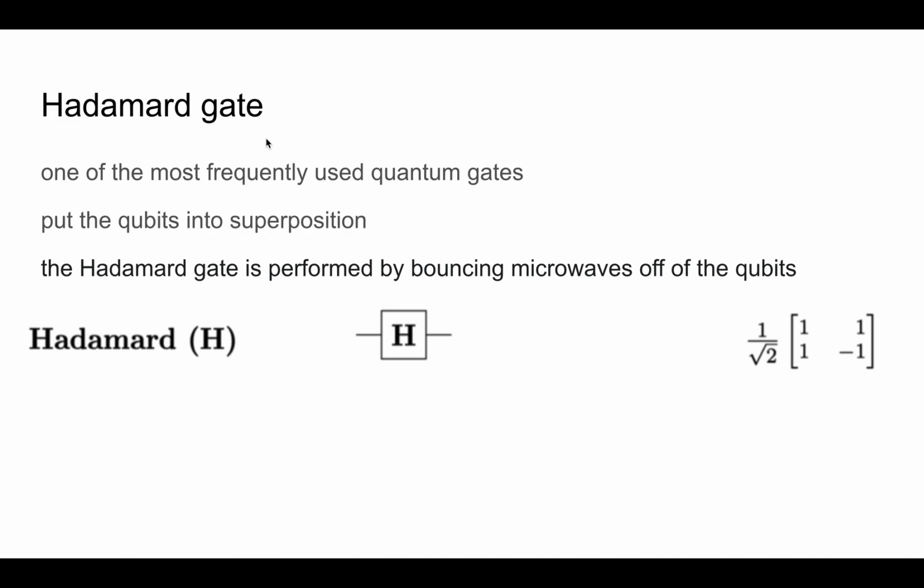Now the Hadamard gate, which we are going to talk about now, is the most frequently used quantum gate. It helps to put the qubits into superposition. Most quantum algorithms use superposition, so in order to put the qubits in superposition, they need the Hadamard gate. It's also called the H gate, and it's performed by bouncing microwaves off the qubits. So this is the name, this is the representation, and this is the matrix. It's a 2x2 matrix represented in this way.